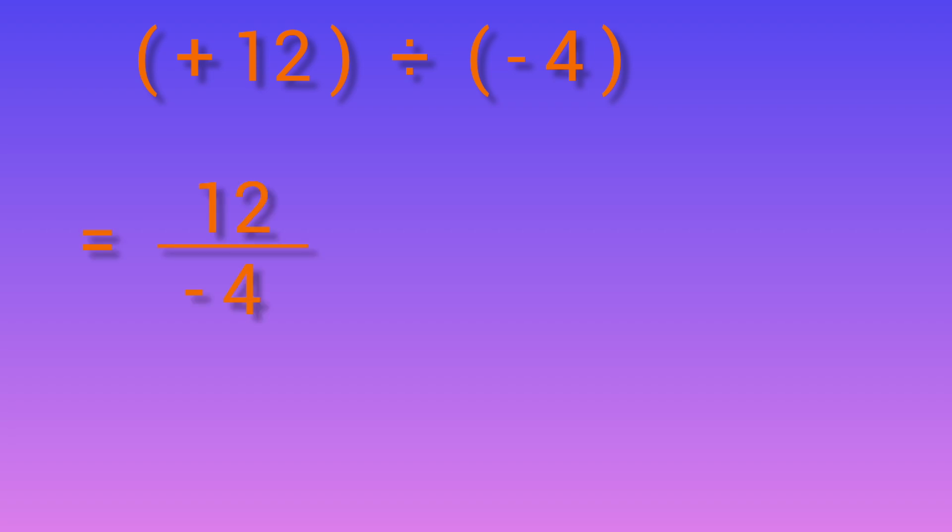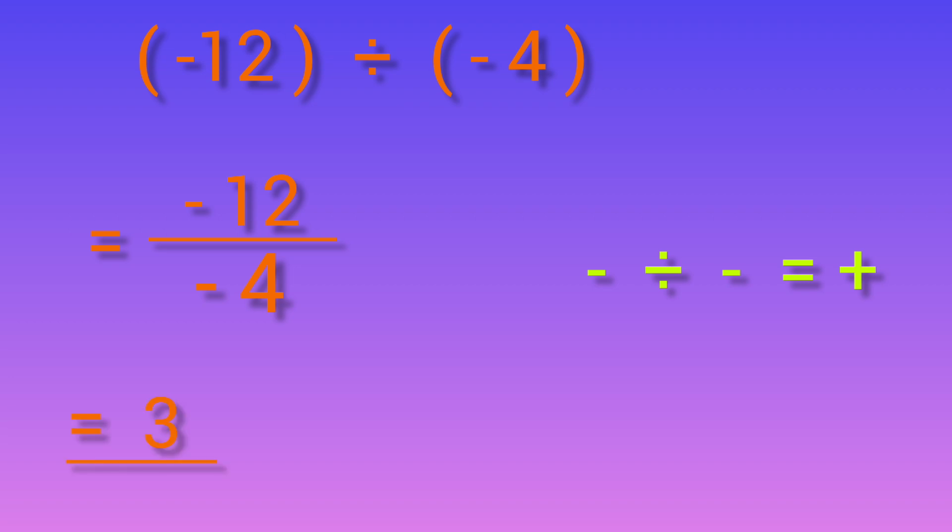Our seventh example is a positive 12 divided by a negative 4. So if we rewrite that, it will be a 12 divided by a negative 4. Now, a positive divided by a negative gives you a negative. So we know that our final answer will be negative. A 12 divided by a 4 is a 3. So our final answer is a negative 3.